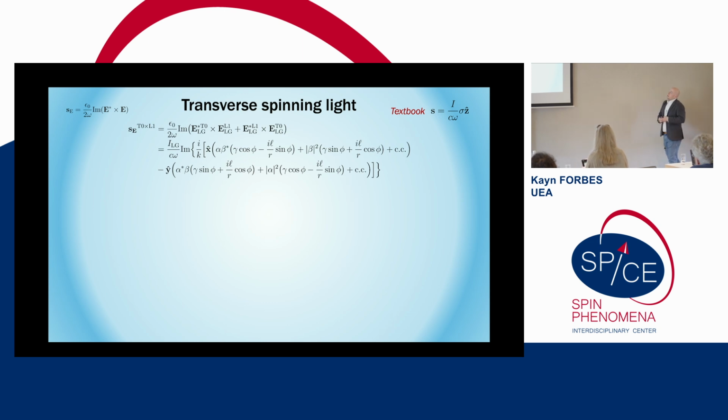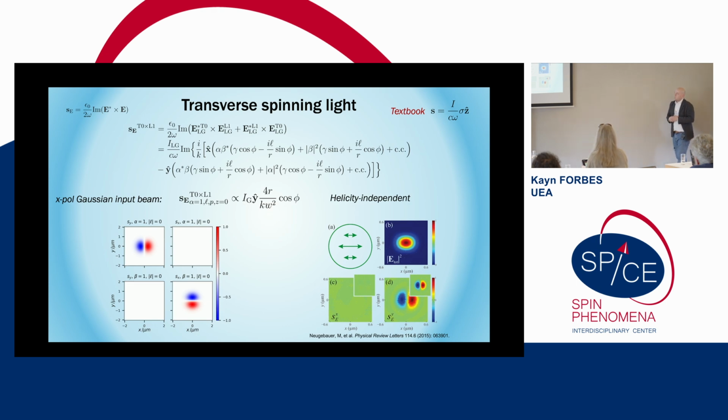Let us do the calculation now with the T0 and the L1 field. So that's the transverse field, the paraxial field, and the longitudinal field. And straight away you see you've got X hat and Y hat components, so they're pointing in the transverse direction. And again, there's a lot of structure to that equation. There's a lot you can do and play around with. But let's make life simple and say, let's have an X-polarized Gaussian input beam. So I take an X-polarized Gaussian beam. It has no spin in the far field.